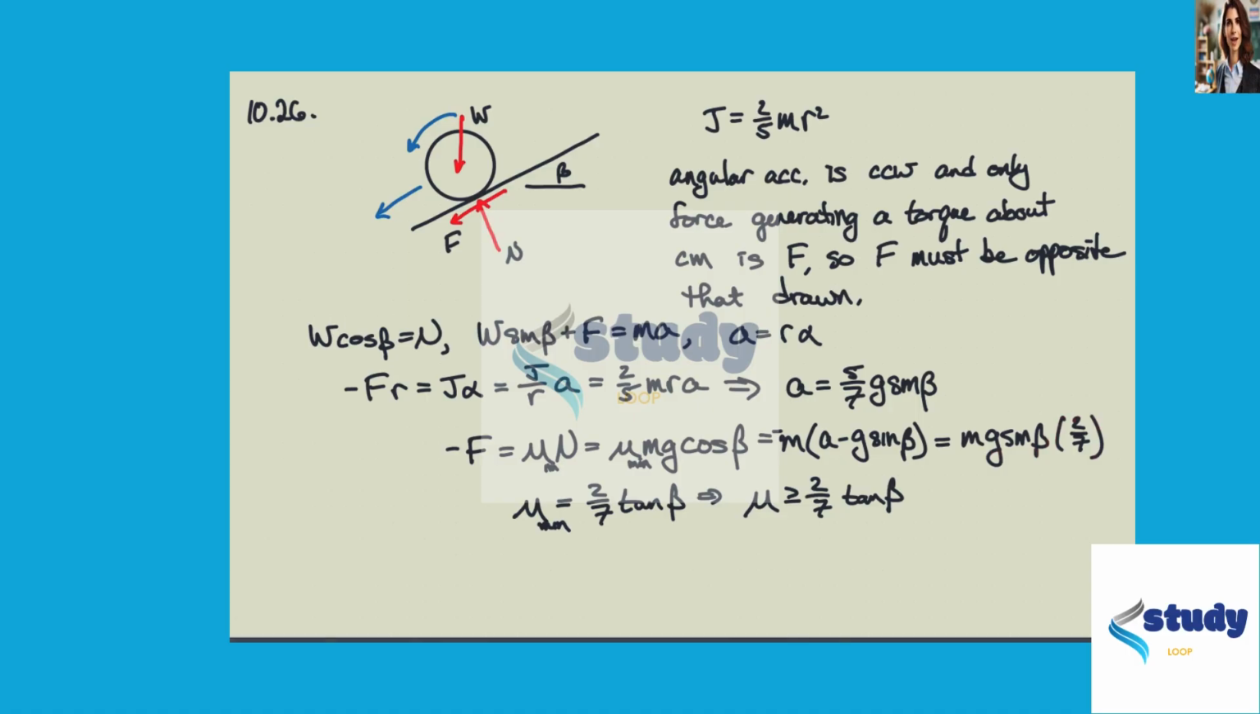Now we can take this equality, and we can see that the m's cancel out, and we can solve for the minimum value of mu, this friction coefficient. Sine over cosine is tangent, and the g's cancel out too. So we get that the minimum coefficient of friction is 2/7 times tangent of beta, which means the coefficient of friction we need for this thing to roll without slipping is greater than or equal to 2/7 times tangent of the inclined angle of the ramp.